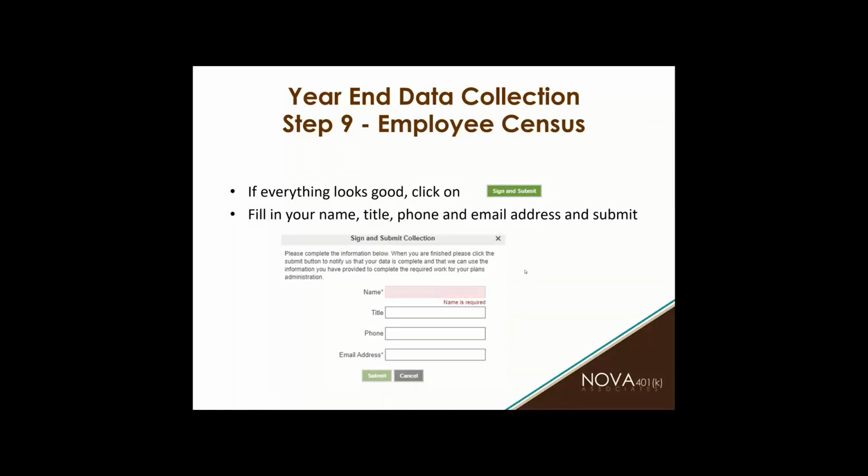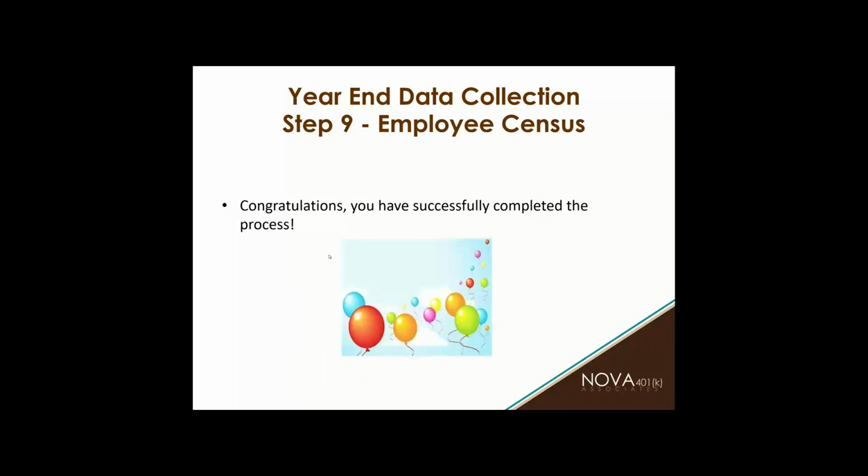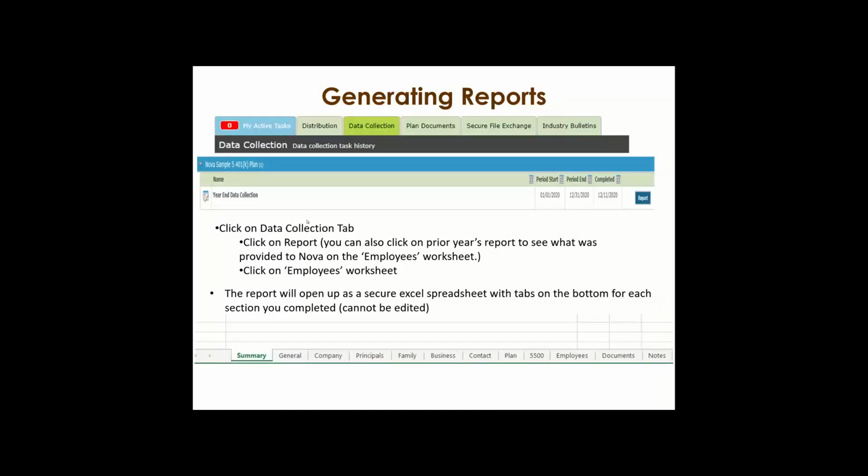Once everything looks good and you have 9 green check marks for all the tasks, click on the Sign and Submit for the final approval step, fill in your information, hit Submit, and you are done. The project will no longer be on your My Active Task tab. It will then come to NOVA, and we will know that it is ready for us to do our part. Okay, so it'll no longer be on your main screen, and it will come to NOVA.